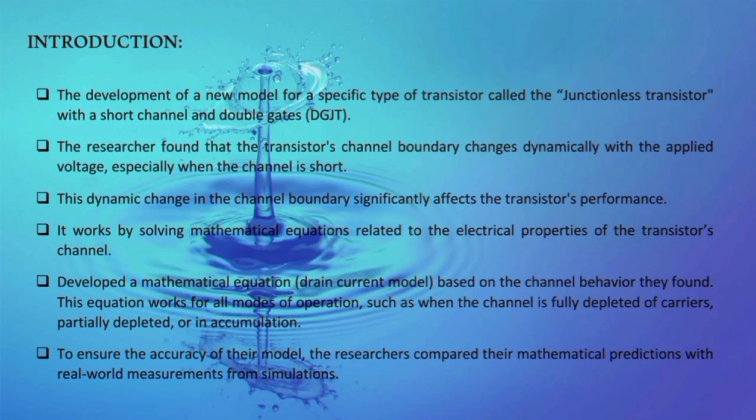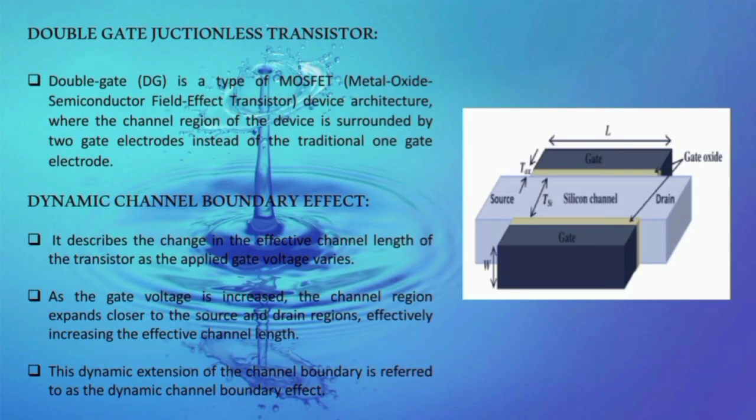It works by solving mathematical equations related to the electrical properties of the transistor's channel. To predict how the transistor will behave, they developed mathematical equations based on the channel behavior they found. This equation works for all modes of operation, such as when the channel is fully depleted of carriers, partially depleted, or in accumulation. To ensure the accuracy of their model, the researchers compared their mathematical predictions with real-world measurements from simulation. Initially, let's start with the double gate junctionless transistor.